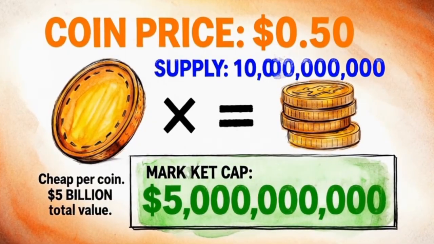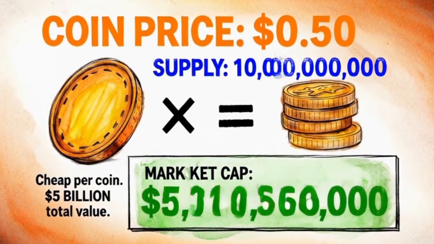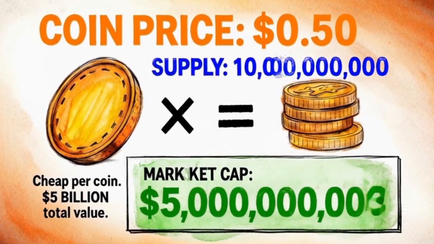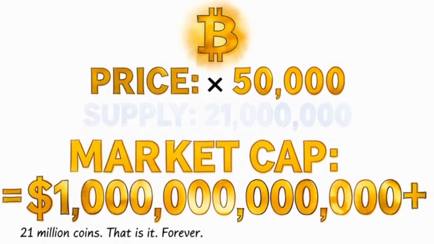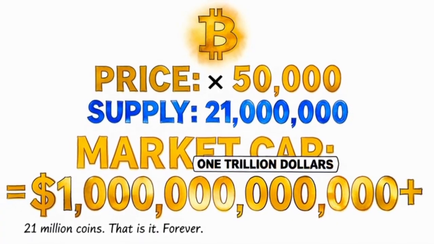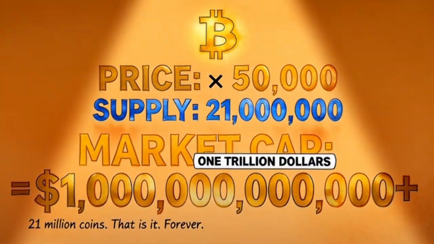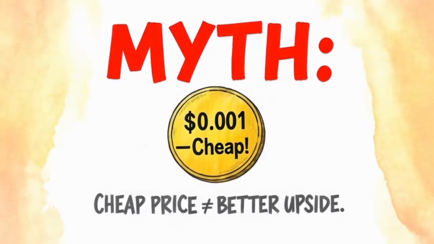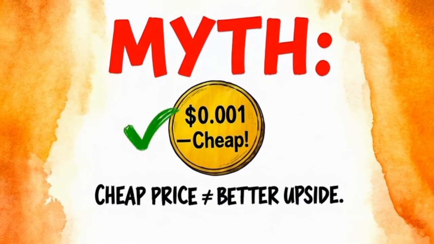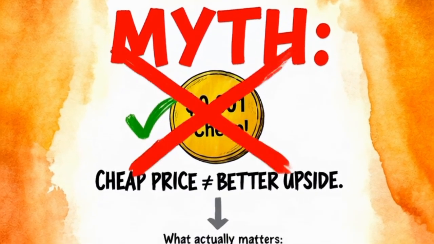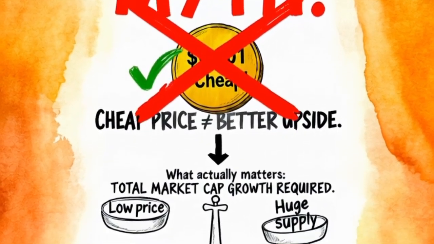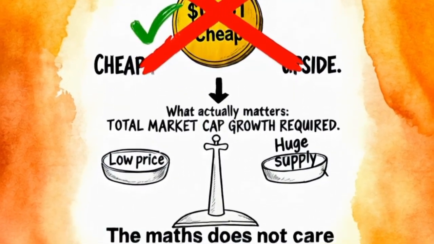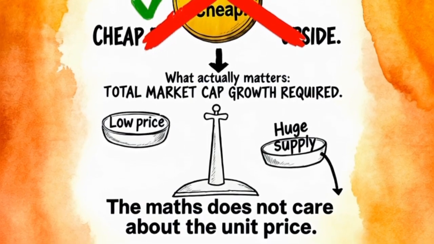A coin at 50 cents with 10 billion tokens in circulation has a market cap of $5 billion. A coin at $50,000 with 21 million tokens in circulation, that is Bitcoin, has a market cap of over $1 trillion. The cheap coin is not a better deal just because each unit costs less. Its potential upside depends entirely on how much the total market cap needs to grow to reach your target price, not on how many zeros are before the decimal.